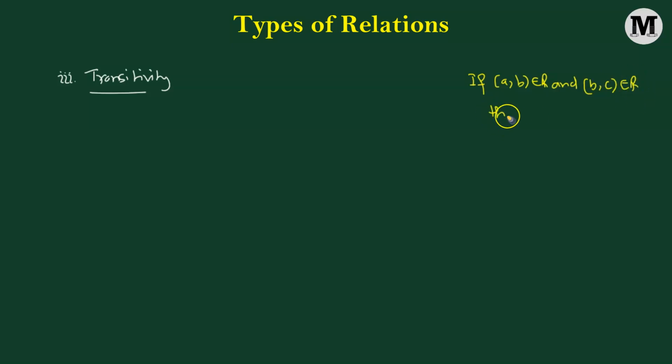Now let's go to the third one. In the third case, we have to check whether R is transitive. So we have to check for transitivity. What is the meaning of transitivity? When we say that a given relation is transitive, that means if we have the ordered pair A comma B belonging to a relation R, and another ordered pair B comma C belonging to the same relation R, then it must be true that A comma C belongs to that relation R. In that case, we say that R is transitive.